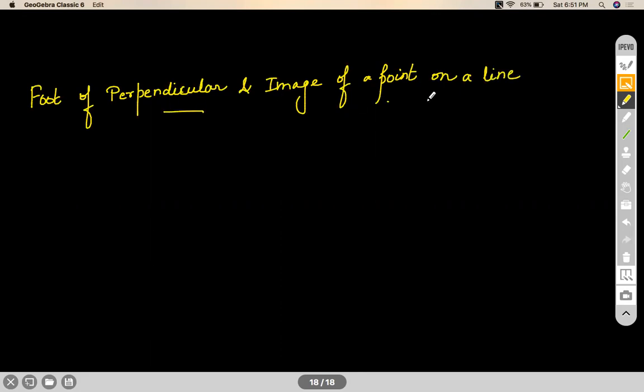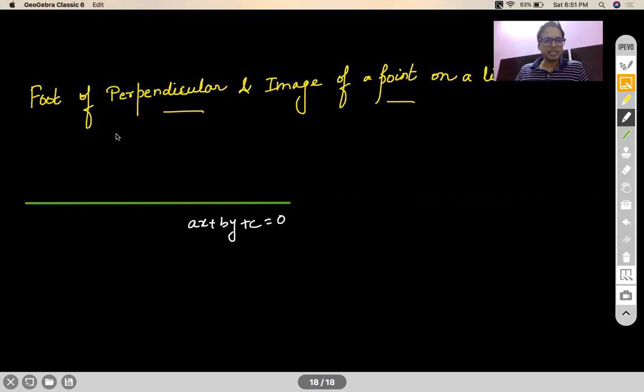Okay. Let me first explain to you what is the meaning of foot of the perpendicular and image of a point on a line. So let's say I have been given a line ax plus by plus c equal to 0. And I have a point with me whose coordinates are x1, y1. Now, foot of the perpendicular is basically when you drop a perpendicular from P onto this line, this point is called the foot of the perpendicular. So M is called the foot of the perpendicular.